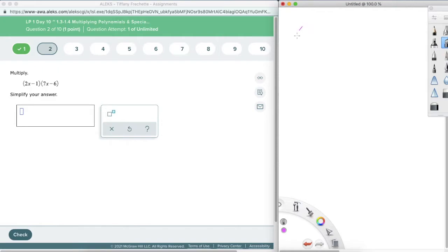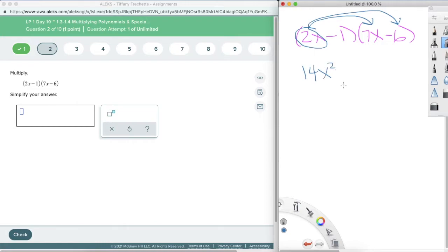So 2x minus 1 and 7x minus 6. So I'm going to go ahead and use my FOIL, but I just like to focus on it. So I'm going to use this 2x, and I'm going to multiply that by everything over here. So I'm distributing one piece at a time. So 2x times 7x. Remember, multiply coefficients first. So 2 times 7, we get 14. X times x, we get x squared. And then 2x times negative 6. Well, that's 2 times negative 6, so I get negative 12. And then I need to make sure I put the x on there.